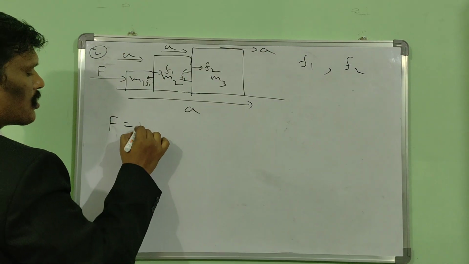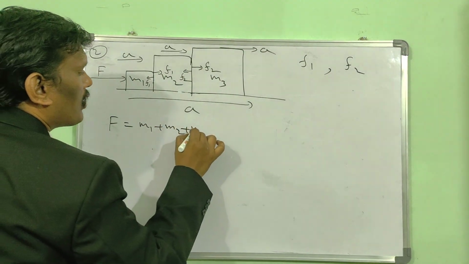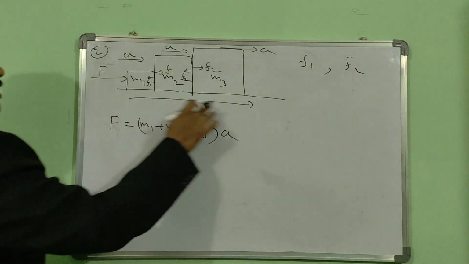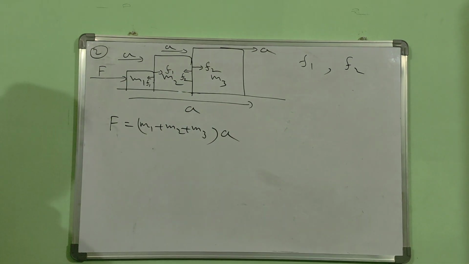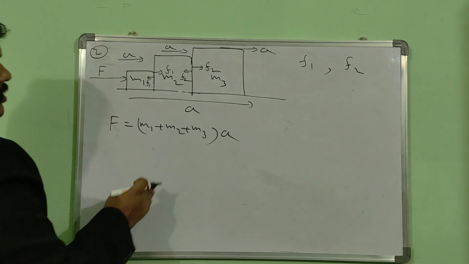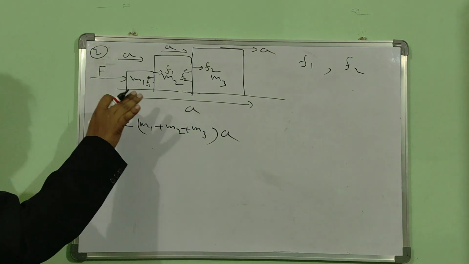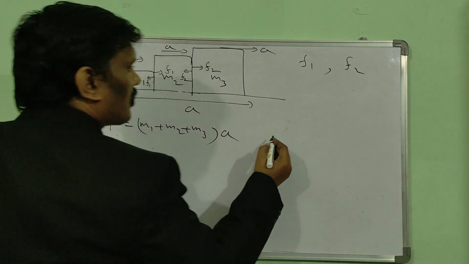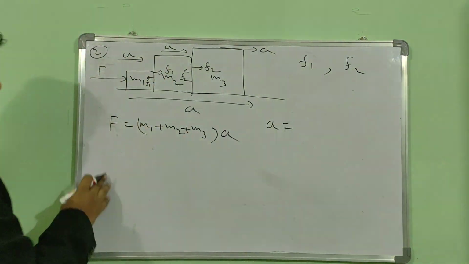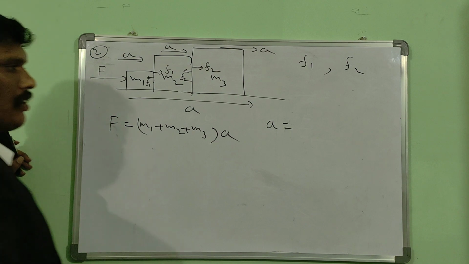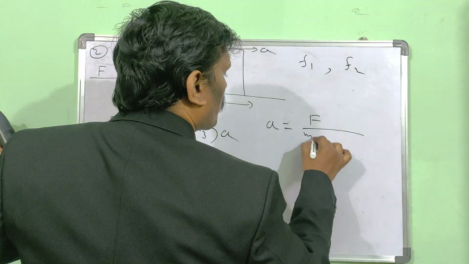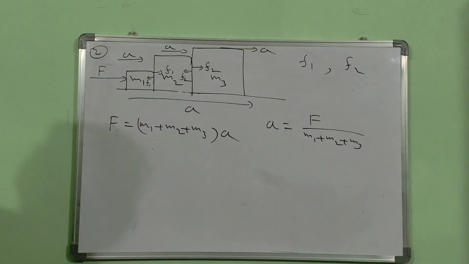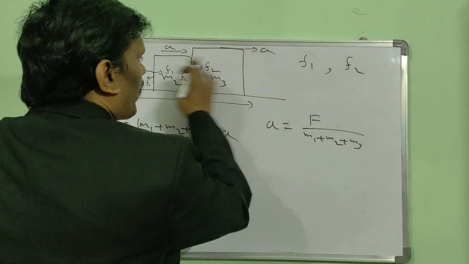Now what is the total mass of the system? Simply M1 plus M2 plus M3, into the total acceleration of the system, A. That acceleration acts in the direction of the applied force. So whatever it may be, the acceleration of the system is simply A. That is what I wrote here. If you know the acceleration, transpose M1 plus M2 plus M3 to the F side. Then F is equal to M1 plus M2 plus M3 times A. So if F and the masses are given, then by using this formula we can calculate the acceleration of the system.